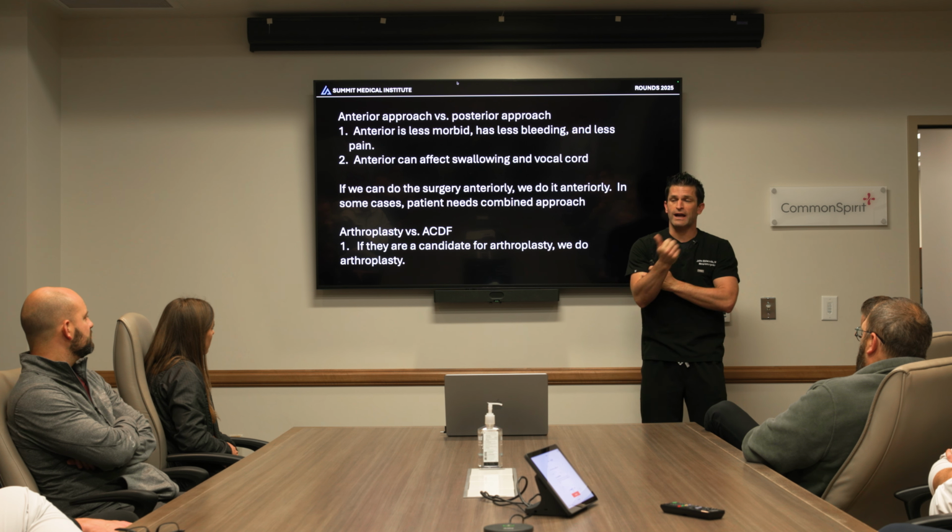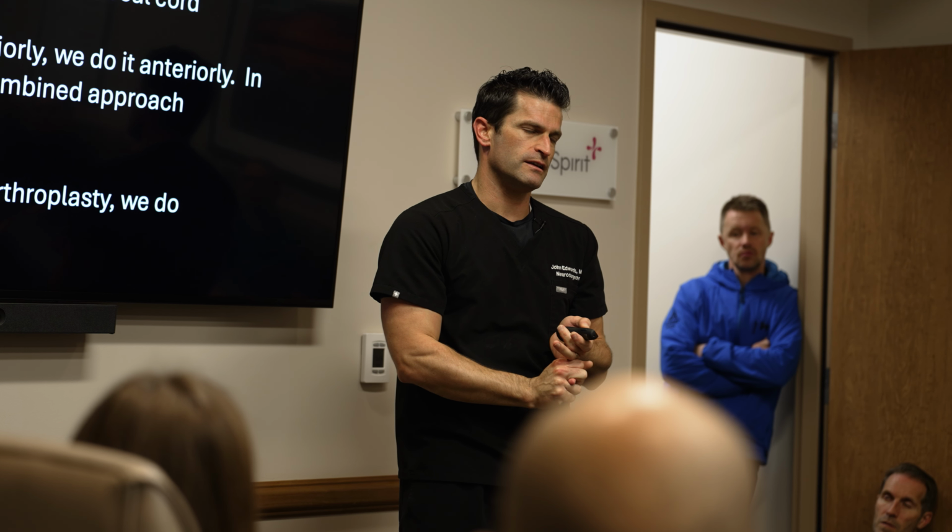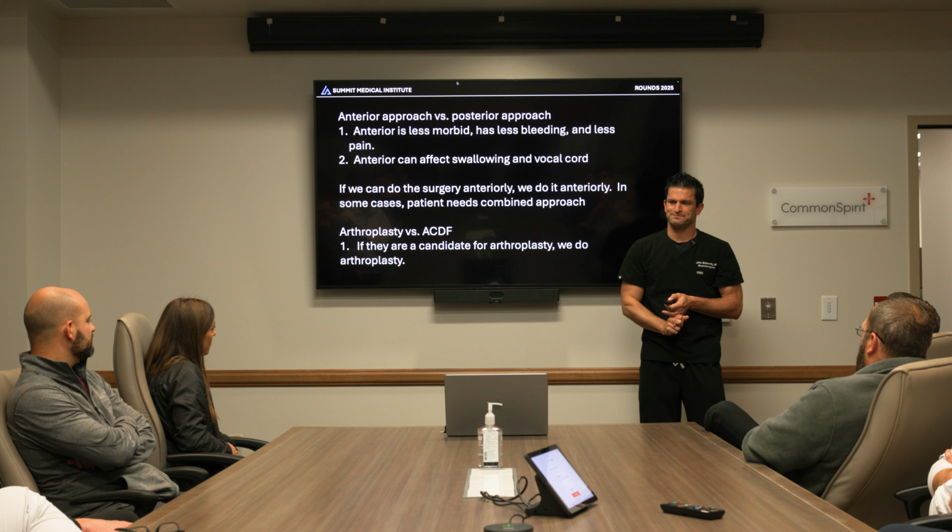If a patient has a fracture, osteoporosis, bad arthritic change in the facet joints, or some other contraindication to an arthroplasty.